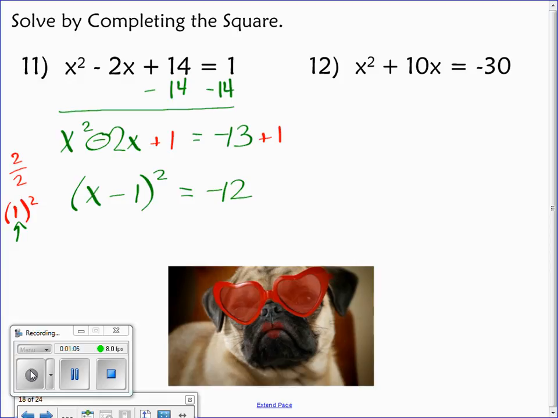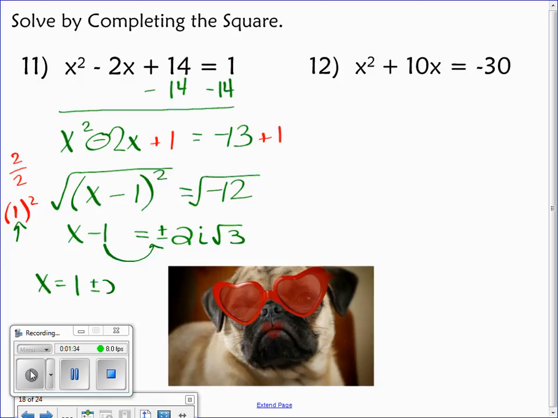And now it's just like the square root method. Take the square root of both sides. So we get x minus 1 equals the square root of negative 12. Say that again. Good. That's going to give you 2i radical 3. Don't forget your plus or minus. Does anyone need to see the factor tree on that, or are we okay there? We're good? And then last step, get x by itself: 1 plus or minus 2i radical 3.